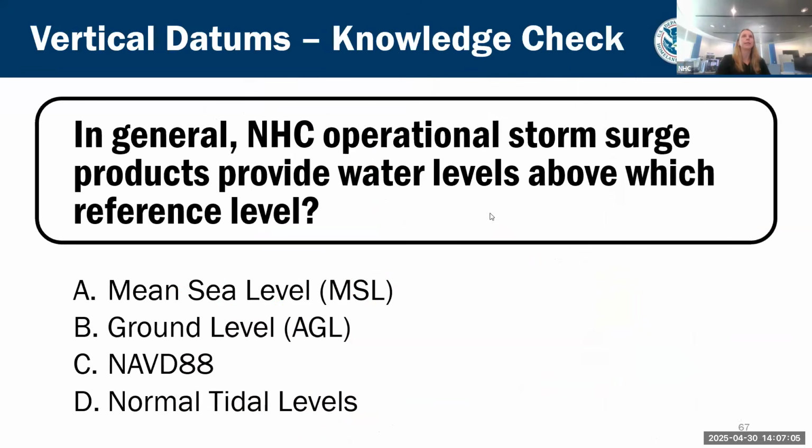All right, so this is our first poll question here. And it's going to be about vertical datums. Maybe the question should be, what is a vertical datum? But here's our knowledge check. In general, NHC operational storm surge products provide water levels above which reference level? Is it mean sea level, MSL, ground level, AGL, NAVD 88, or normal tide levels?